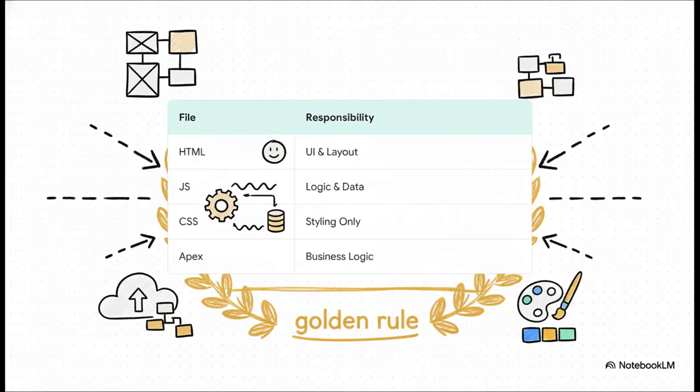Next up is the golden rule, separation of concerns. The idea is simple. Every file type has exactly one job. Your HTML is only for UI and layout. Your JavaScript handles all the logic and data. CSS is just for styling, and all that heavy business logic, that belongs on the server in your Apex classes. Sticking to this makes your components clean, easy to test, and way easier to debug.